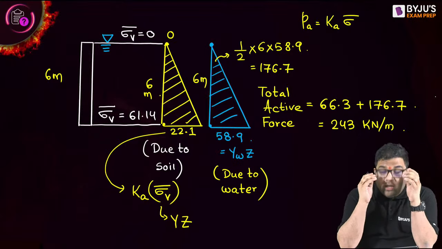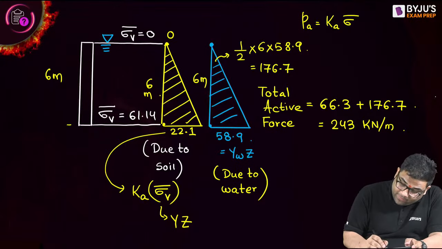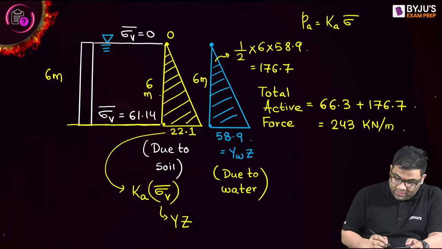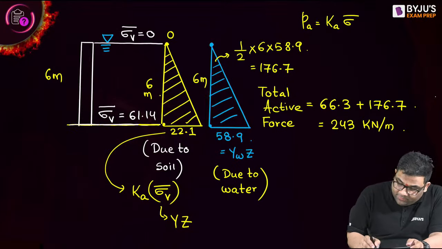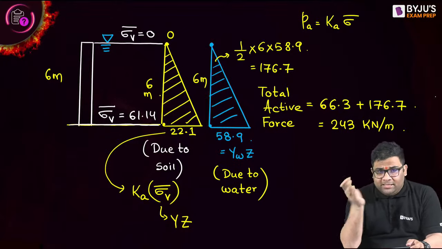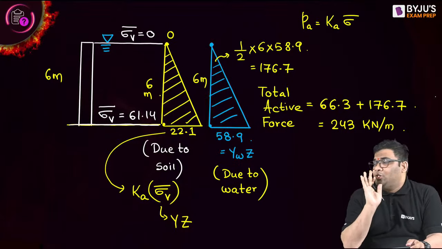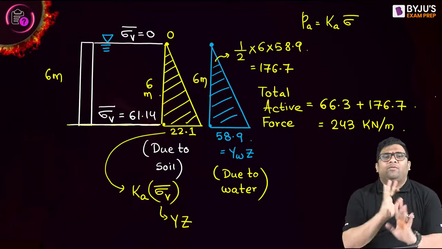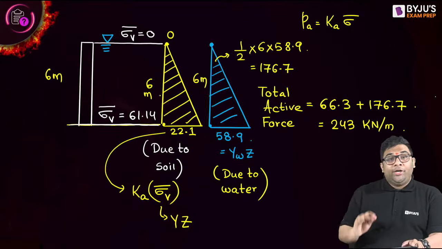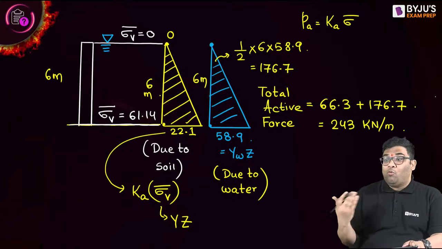So you can see that it is very easy. You find out the vertical stress at a particular level, and then multiply Ka to get the earth pressure distribution, and then the water pressure distribution. Draw both the distributions, and then take both the areas, and then the total active force is done. Easy.